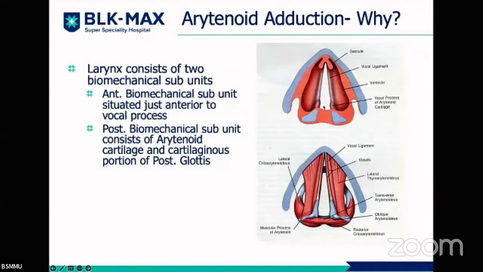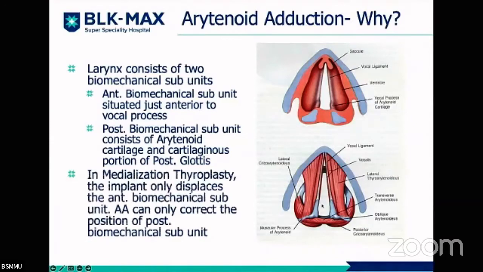The larynx consists of two biomechanical subunits. One is the membranous part, which is anterior, and posteriorly is the cartilaginous part, consisting of the arytenoid cartilage and cricoid cartilage. So if there is a posterior glottic gap here, then comes the problem, because you can only medialize the anterior portion, this portion. Okay. Whereas this portion, it is very difficult to medialize with only a silicon block or thyroplasty.